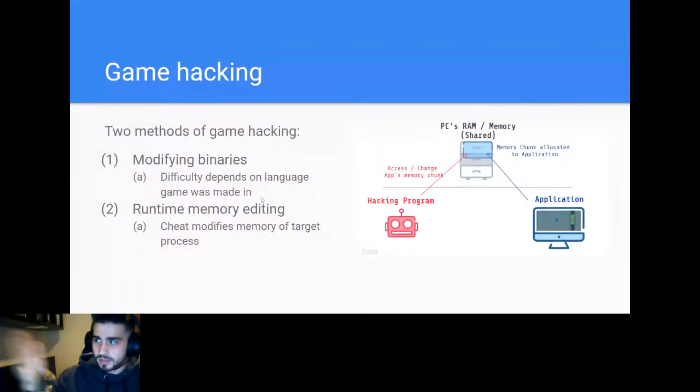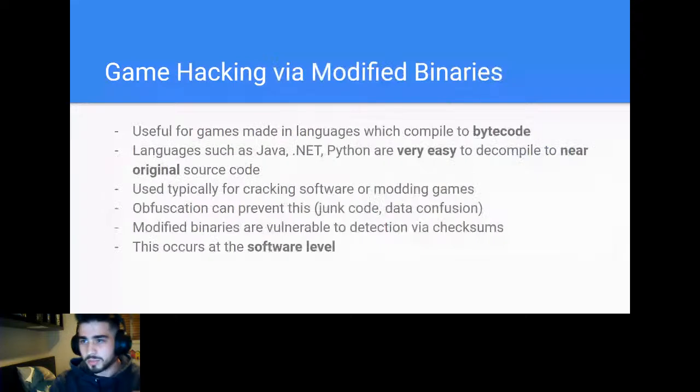And then the second method is runtime memory editing. That's when the cheat is modifying the memory of a target process while it's executing. It's going to go into the RAM, look at the bytes, and do certain functions at runtime that are going to get you to a certain desired result. We're just going to look a little more in depth at those two approaches.